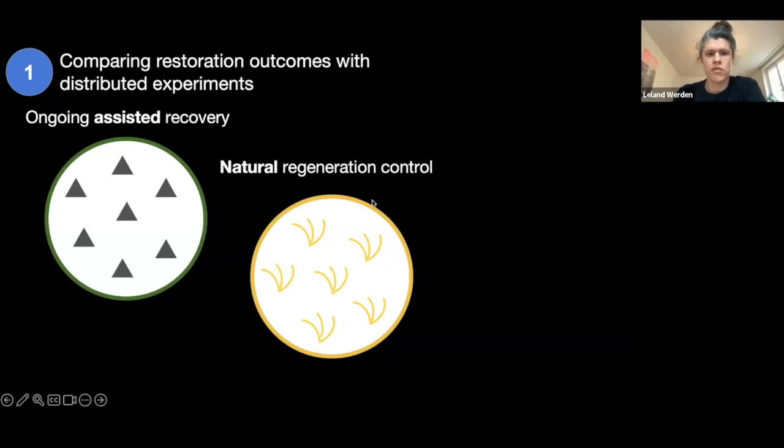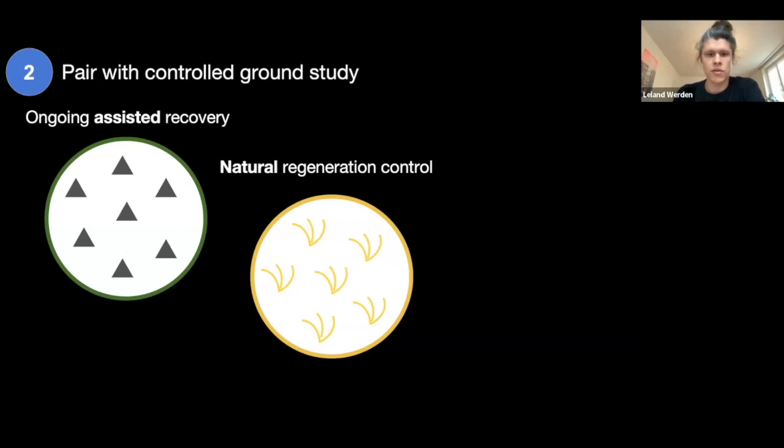So we're working with organizations to also compare just natural recovery to their assisted recovery plots. So they install just a control plot where they allow things to recover on its own. And then we help them do comparisons between the two so that they can understand what areas they maybe need to do some planting of trees, that they need to do some direct seeding, or what areas can they just let the ecosystem recover on its own.